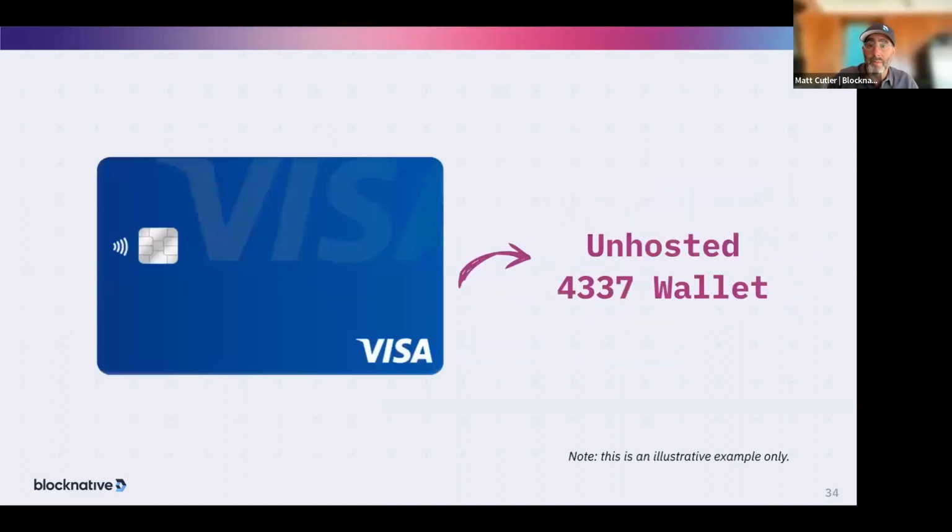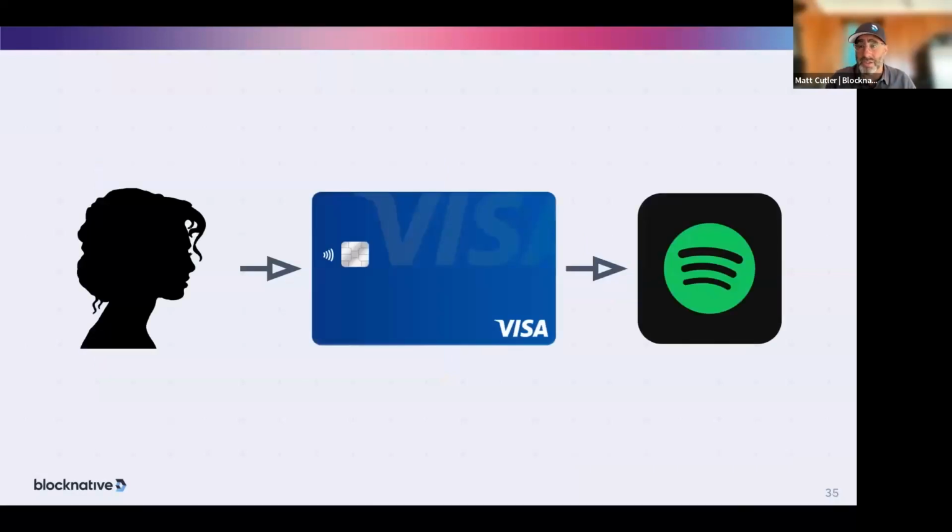Well, enter 4337, where literally any credit card number could be an account abstracted 4337 unhosted wallet. We're using Visa here as an example. It's just an illustrative example. But imagine a world where your Visa card is also a private wallet, right? An unhosted wallet, right? And imagine, well, wait, Sailor's a big artist, so she could partner with Spotify.